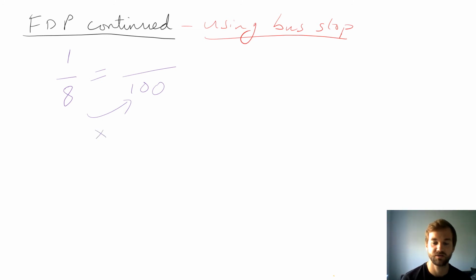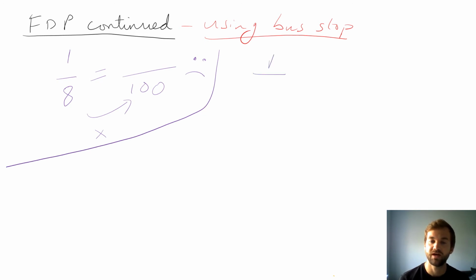So in this case, what I'm going to do is think about what 1 split up into 8 means. 1 split up into 8 is the same as 1 divided by 8, isn't it? And for 1 divided by 8, we could use a calculator, or we could use our good old-fashioned bus stop method.